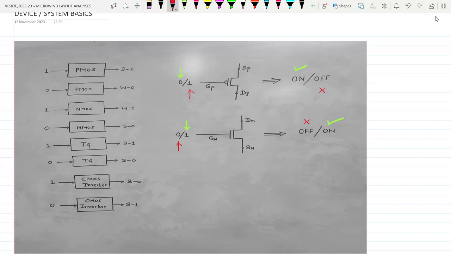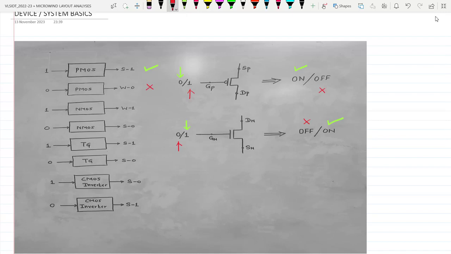Assume that logic 0 is applied to the gate of PMOS and hence the PMOS is turned on. If I apply a logic 1 at the drain of PMOS, I obtain a strong 1 at the source, which is acceptable. On the other hand, if I apply a logic 0 to the drain of PMOS, I obtain a weak 0 at the output, which is not acceptable.